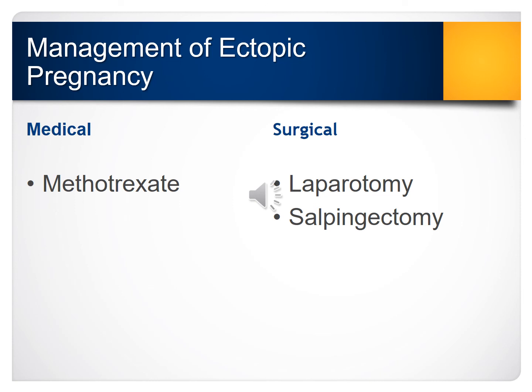And so if there is a rupture, or if the woman opts for surgical removal of this ectopic pregnancy, it can be done through a laparotomy, or a procedure in which the tube, the area where the implantation has happened, is removed, and there's a resection of that fallopian tube.